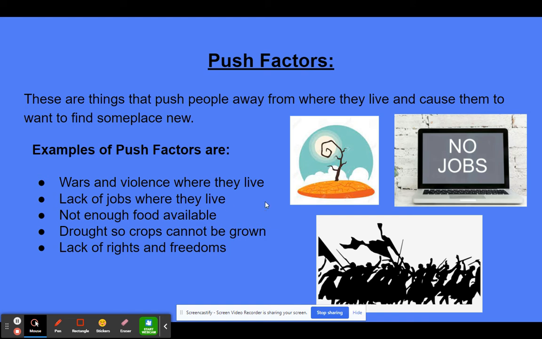There could be a lack of jobs where they live. Maybe people can't find employment, and so they don't have any way to earn money to provide for their family. There might not be enough food available in a certain place. And this next one goes along with that. There could be a drought happening so that crops cannot be grown. And this picture is kind of representing that. We see a dry land where no one can grow crops to be able to provide food for the people who live there. Another reason listed here is people could be living in an area where they don't have rights or freedoms, and they want to move somewhere else where they feel that they would have more rights.